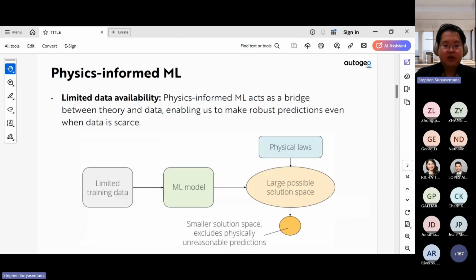So to tackle these two challenges, we can leverage some of the more advanced machine learning methods. So first of all, let's talk about the issue of limited data. So here is where physics-informed machine learning becomes very useful, because by embedding physics-based principles such as our understanding of soil behavior or foundation mechanics into the machine learning process, we can exclude the physically unreasonable predictions. And this will help us make much more robust predictions, even when the training data is very limited.